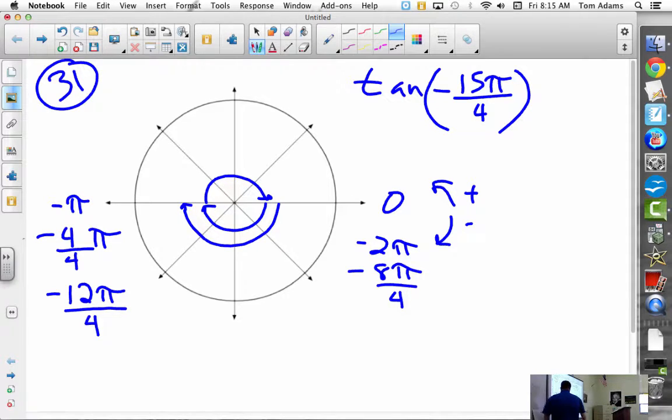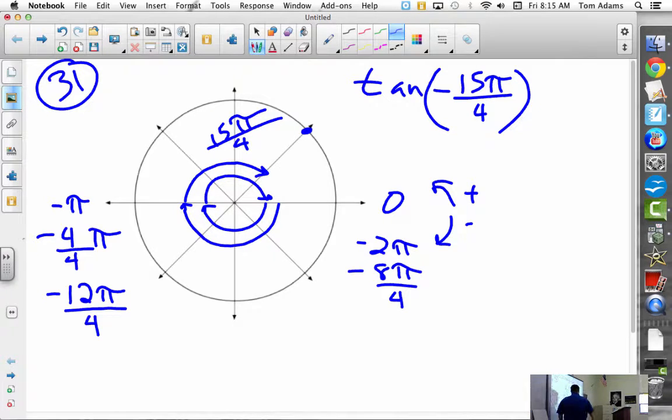over 4. And I need to go 15, and each one of these marks is 1 pi over 4. So I need to go 1, 2, 3. Okay? So I think right there is 15 pi over 4, which means I'm going to expect a point on the circle right there.